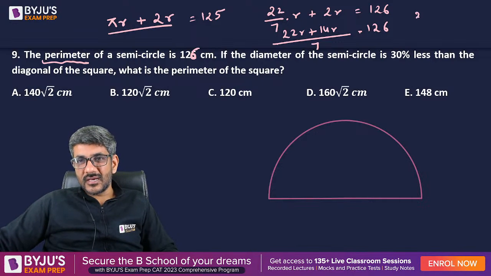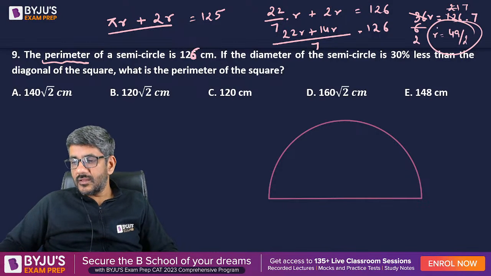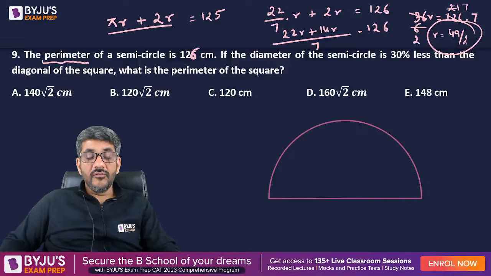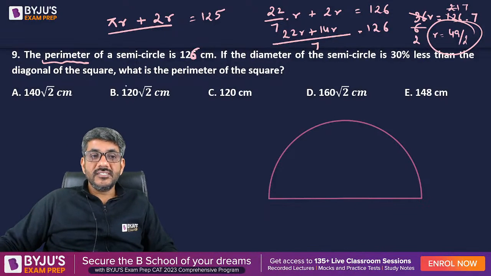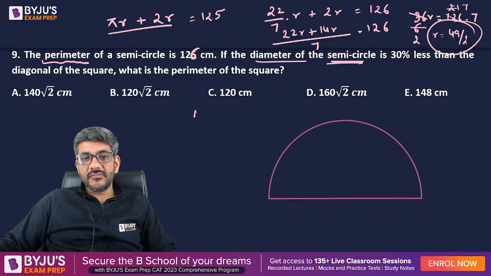Let us see what comes here. 36r is equal to 126 into 7. So my r comes out to be 49 by 2. The question says that the diameter of the semicircle is 49. It is 30% less than the diagonal of the square.